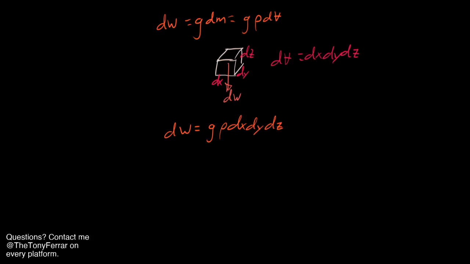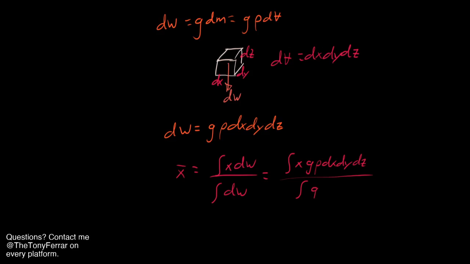All right, where's this guy going with this? Well, when I sub this in to what we just came up with for x bar, what we end up with is the integral of x, remember it was the integral of x dw over the integral of dw. We get to replace dw now with something a little more detailed. So it's going to be x g rho dx dy dz divided by the integral of dw, same thing, g rho dx dy dz. And what you might realize is if we have uniform gravity and uniform density, those two bits can be pulled out of the integral.